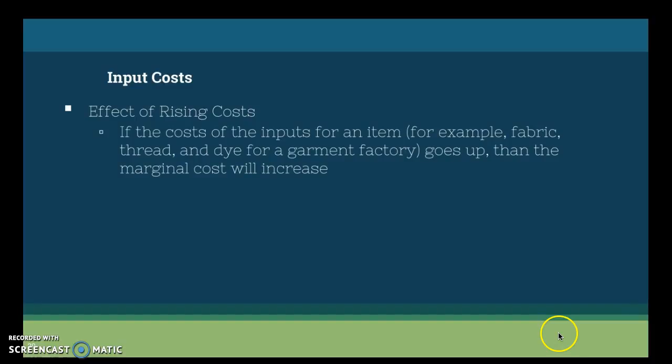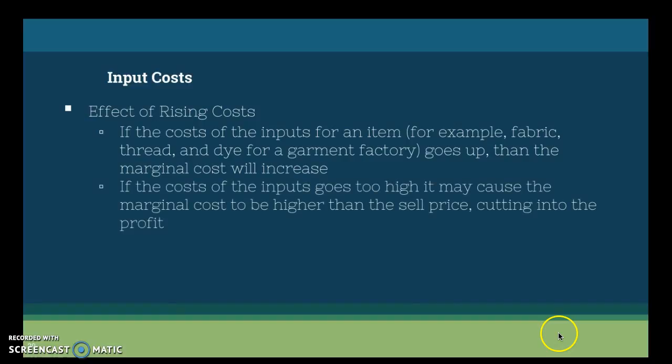So for example, if the fabric, thread, and dye for a garment factory, the cost of those goes up, then the marginal cost is going to increase. Again, don't overthink this. If the fabric, thread, and dye at a garment factory cost more, then it's going to cost more for each and every garment that is produced. And if the cost of that input goes too high, it may cause the marginal cost to be higher than the sell price, cutting into the profit.